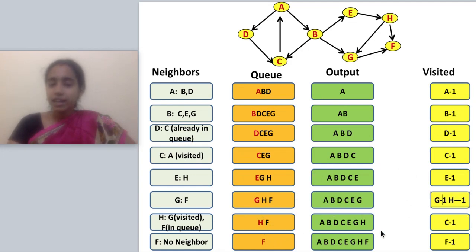Then the last element is F. F doesn't have any neighbor, so directly I can dequeue F. So my answer is A, B, D, C, E, G, H, F.